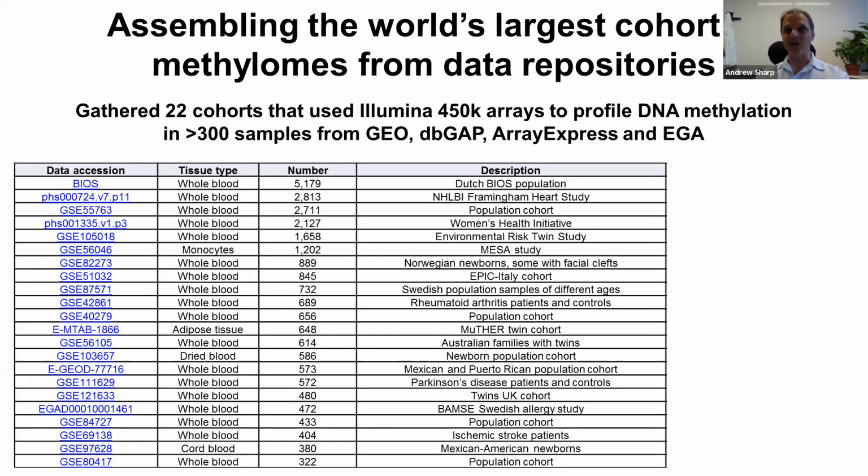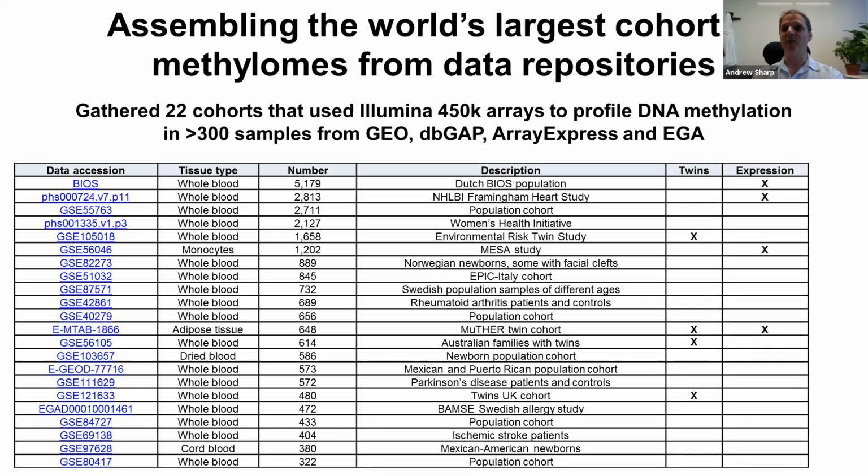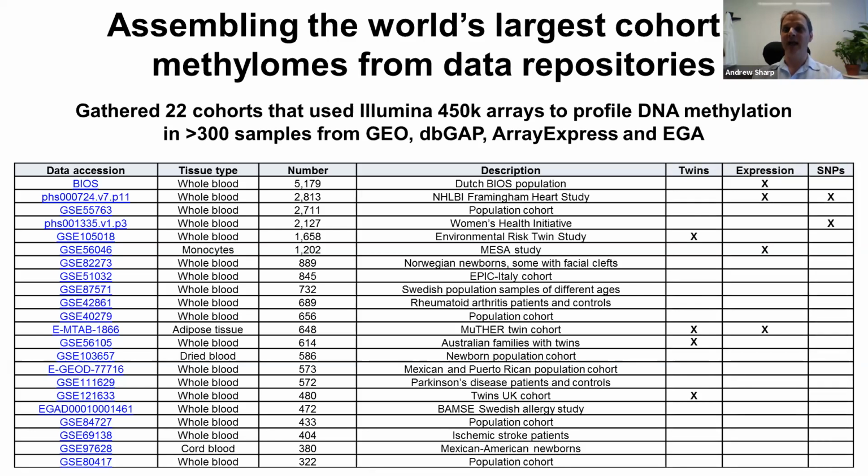Most of these are simply population cohorts. A few of them are individuals with specific diseases such as facial clefts, rheumatoid arthritis, or Parkinson's disease. Most of them are just general individuals from the population. Importantly, 4 of these cohorts include samples of twins, either monozygous or dizygous twins. 4 of them have gene expression data available, and 2 of them had SNP array data available. We use these as secondary data sets to give us some additional insight into the causes and consequences of these epivariations.